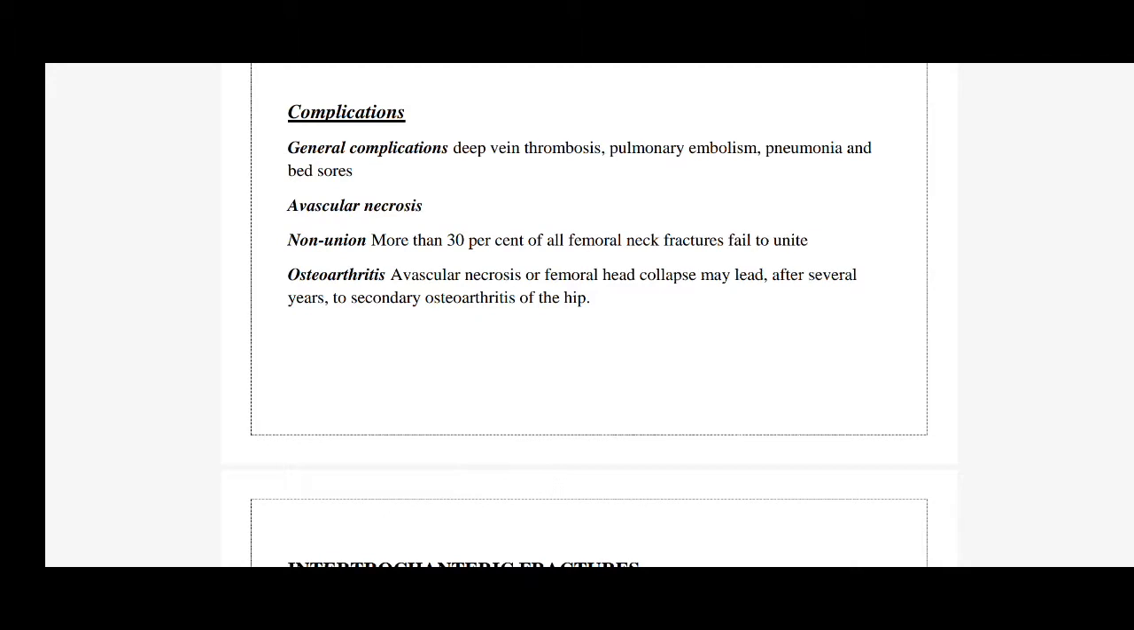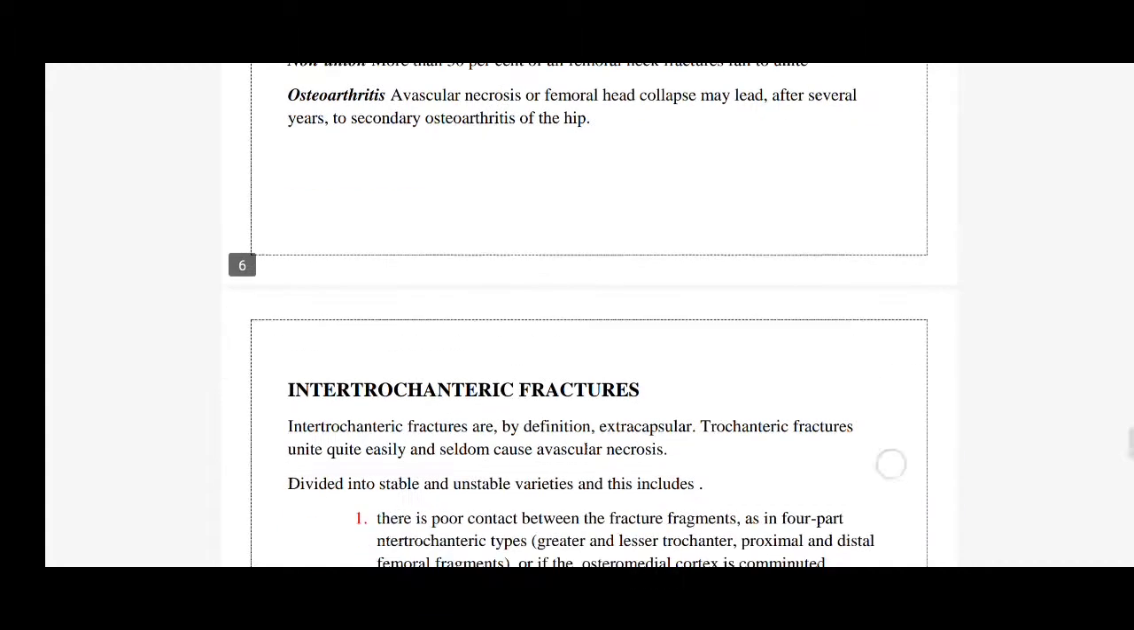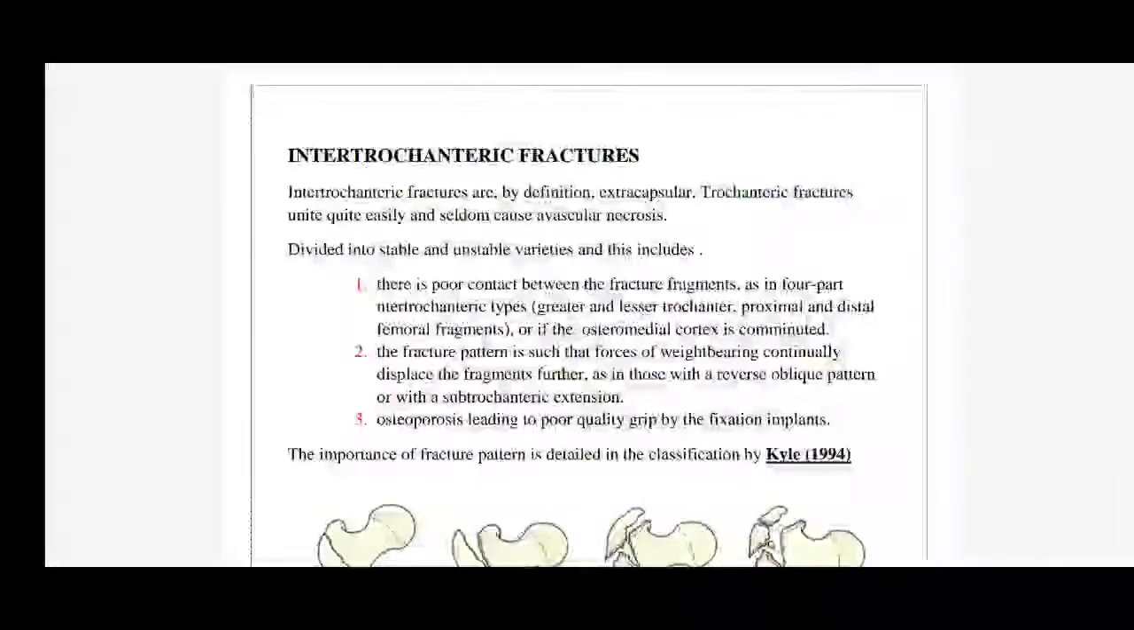Another point is that delayed treatment or imperfect reduction may cause avascular necrosis. Non-union: more than 30% of all femoral neck fractures fail to unite, with many problems, as you took in the introduction by my colleague Dr. Abbas. Other is osteoarthritis. Avascular necrosis or femoral head collapse may lead, after several years, to secondary OA changes of the hip. Other subject that is very important is intertrochanteric fracture of the femur.